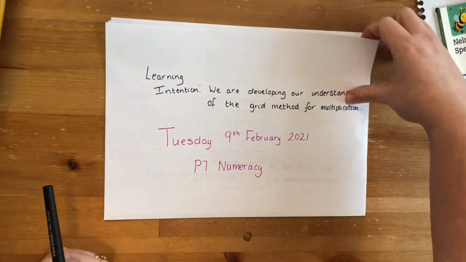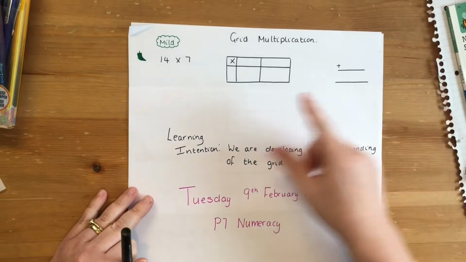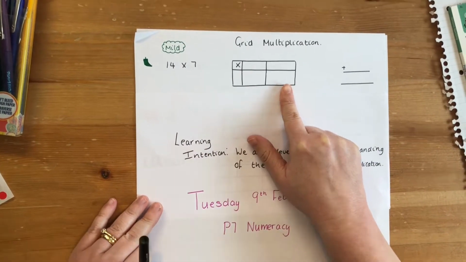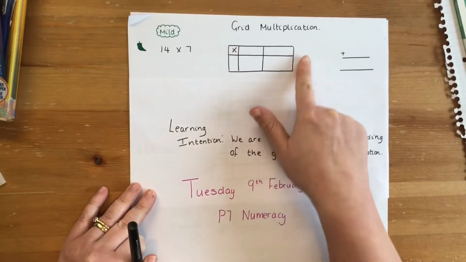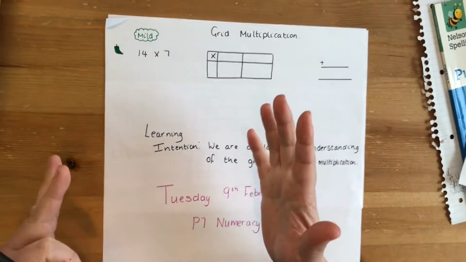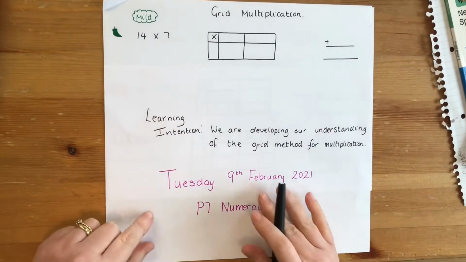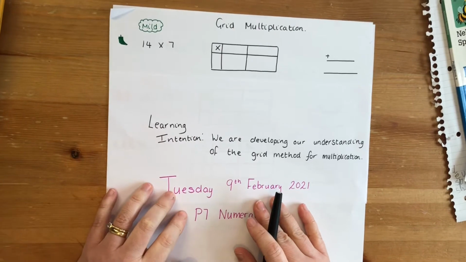Today we're going to be looking at a new method, and this is the grid method. Now the grid method of multiplication is a little bit like partitioning, and we do some of the similar steps. We just lay it out in a grid formation, and that allows us to keep it neater and allows the numbers to stay together. Okay, so I'm going to talk you through the mild question first.